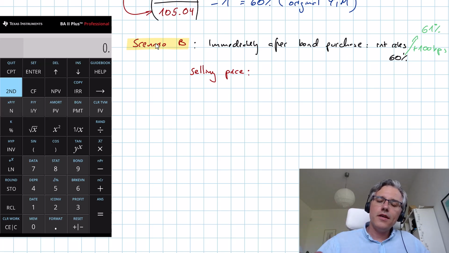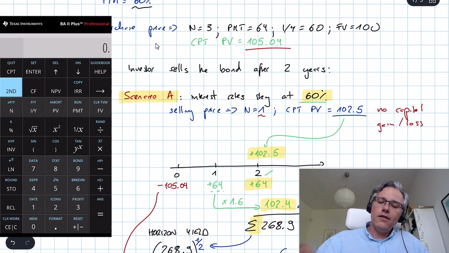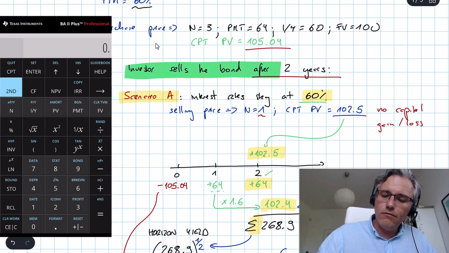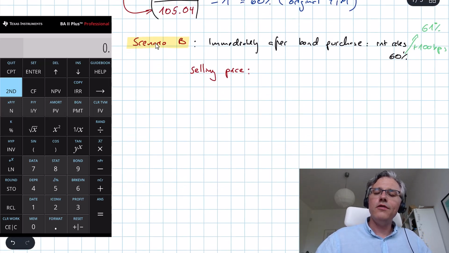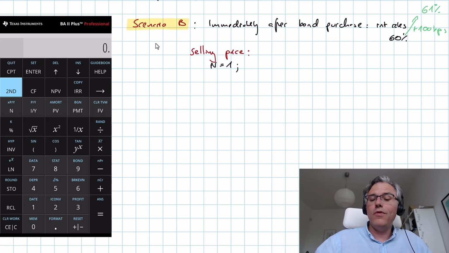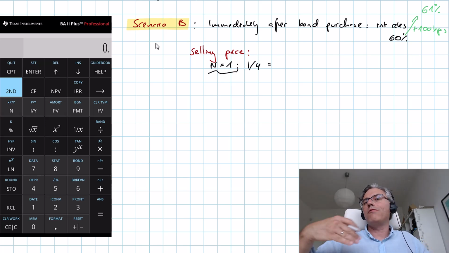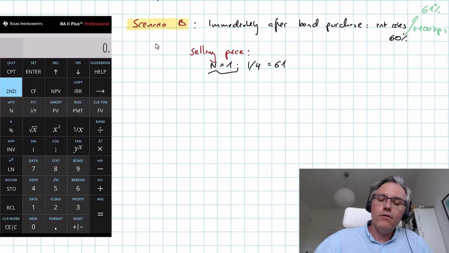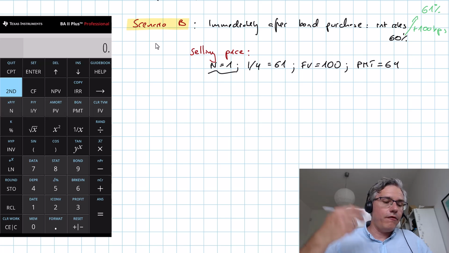Remember, we're thinking about a situation where the investor sells the bond after 2 years. That's common for all the scenarios. It's just a question of what's happened to interest rates. So we will still have an n equal to 1, because there will now be 1 year only left to maturity. Our I over y will be this increase to 61. The FV will still be 100. The PMT will still be 64, that very high coupon.